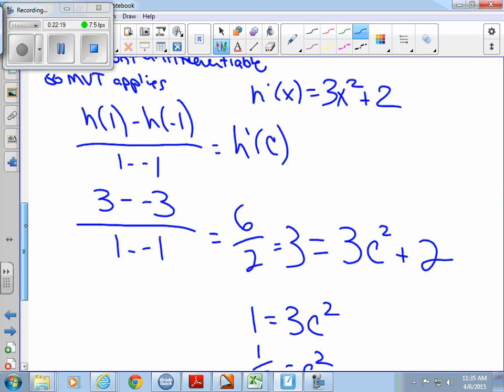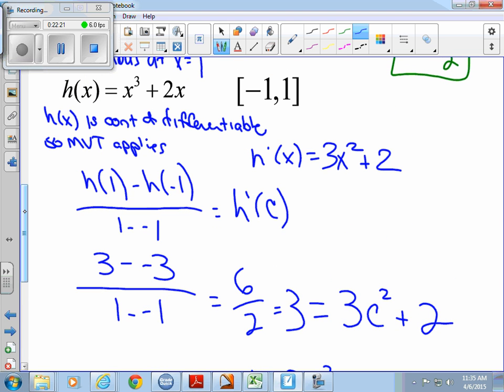Almost. I do need to go back up and notice that interval -1 to 1. The values are -1 over the square root of 3 and +1 over the square root of 3, both between -1 and 1. Is there a chance you get an answer that's not in that interval? If you get something that's not in that interval, cross it out. We are only looking for c values between -1 and 1.